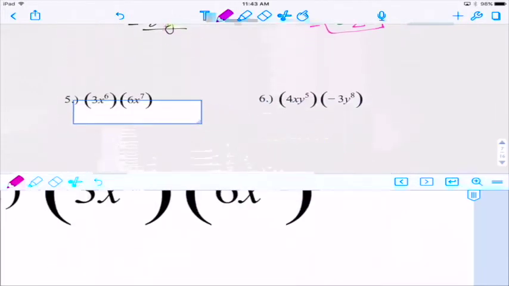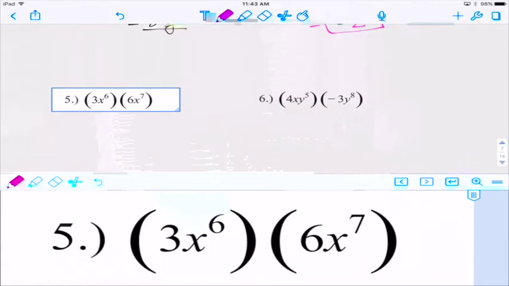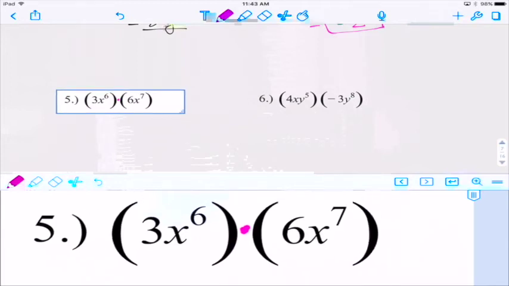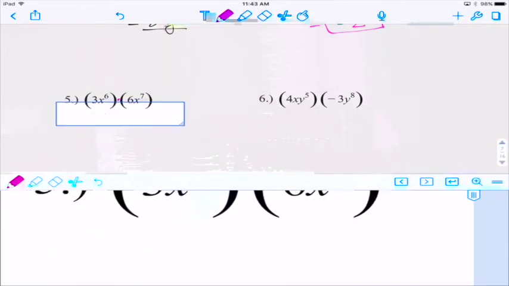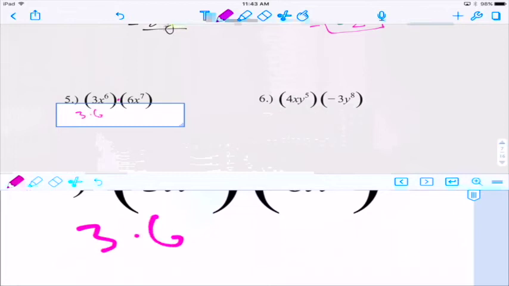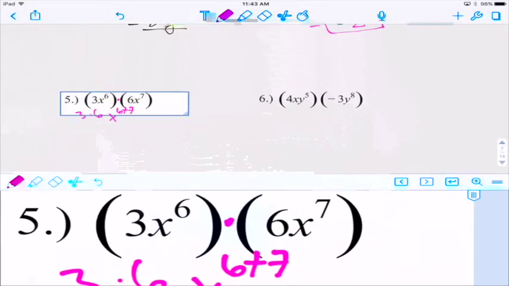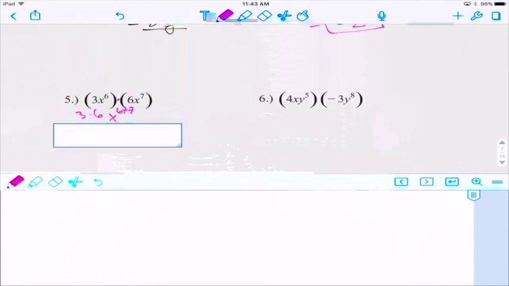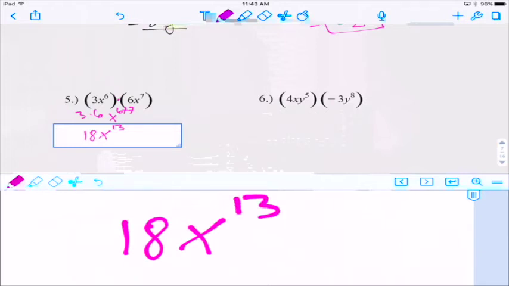Two more. Now, I don't see the dot for multiplication in these, but it still is multiplying, right? We have the parentheses. There's like the invisible multiplication. Same thing. I'm going to do 3 times 6 and x to the 6 plus 7, right? Same base. The base is x. We multiply them, so that means we add exponents. So this means 18x to the 13th.